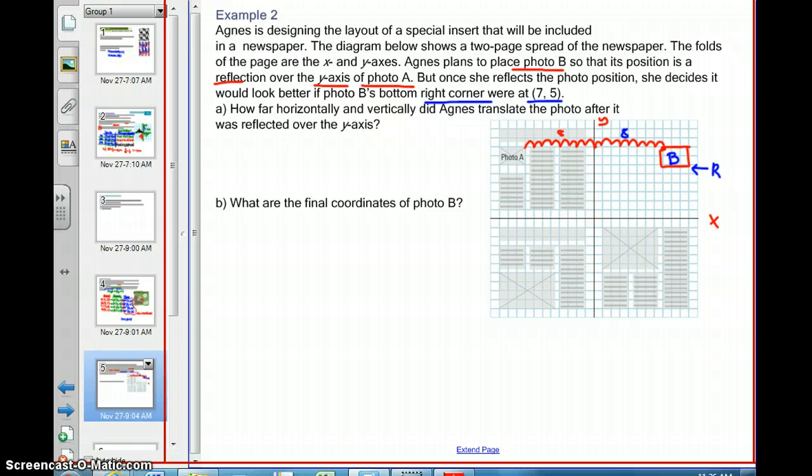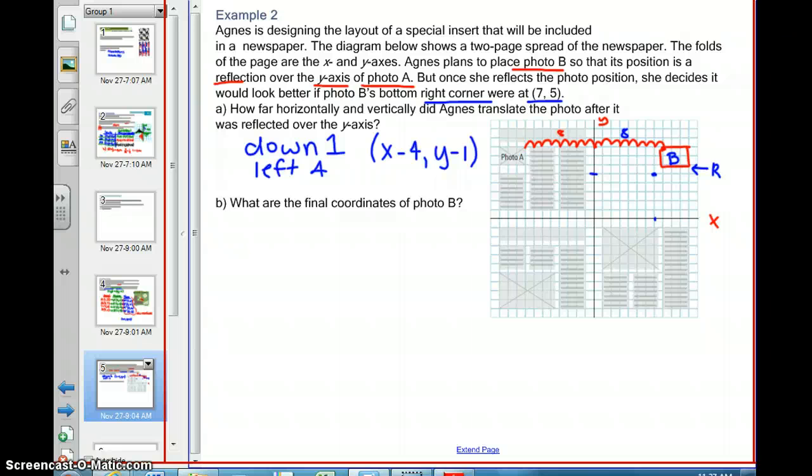So 7 on the X, and 5 up. So it's going to be located right there. So we need to figure out what translation this is to translate on all of them. So when we look at to go from this bottom right hand corner to the coordinate 7 and 5, we move down 1 and left 4. So you could write this as x moved -4 and y moved -1.